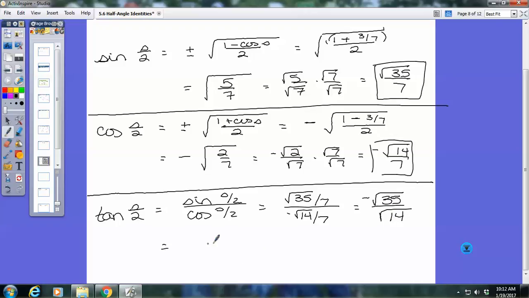Okay, they're both under radicals, so we could reduce. What goes into both 35 and 14? 7. So if you divide them by 7, we get negative radical 5 over radical 2. Get the radical off the denominator.